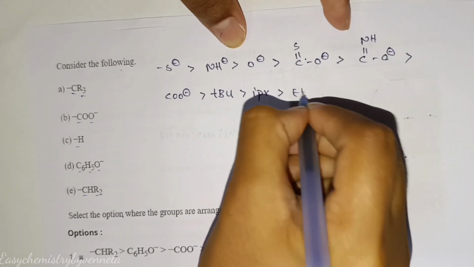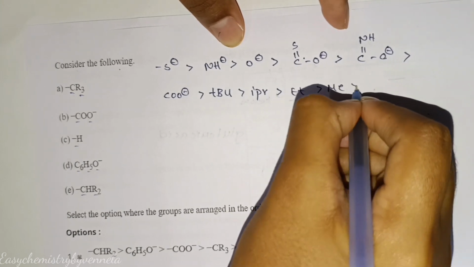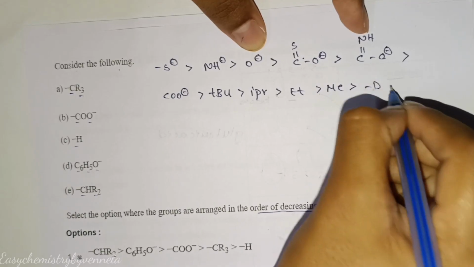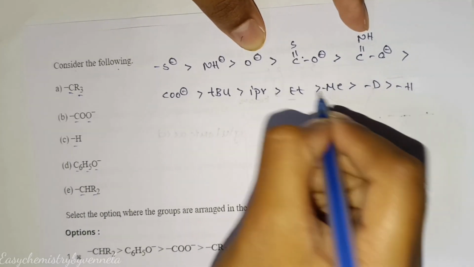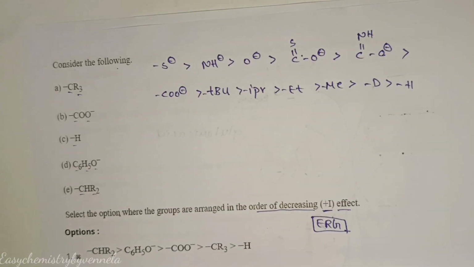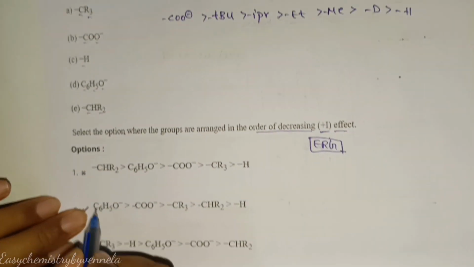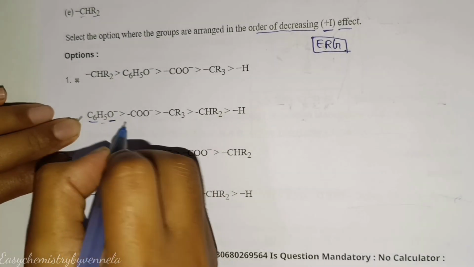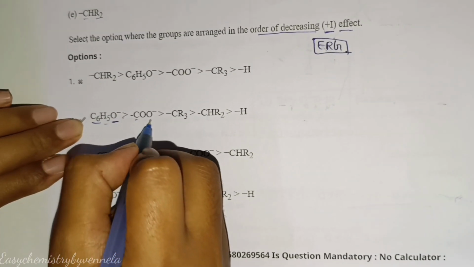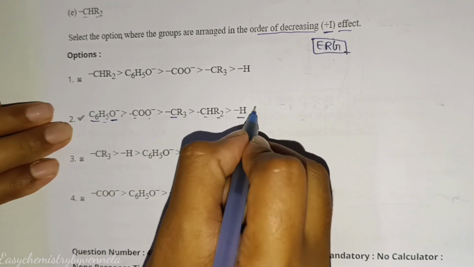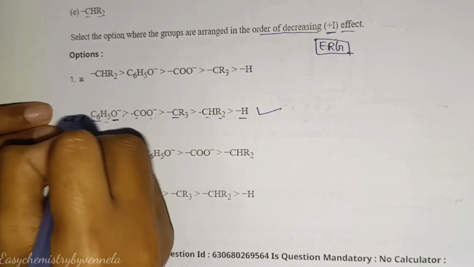Isopropyl, ethyl, methyl, and finally hydrogen. This is the order. So check the order here. So first one is C6H5O minus is greater than COO minus is greater than CR3 and CHR2 and hydrogen. This is the correct order.